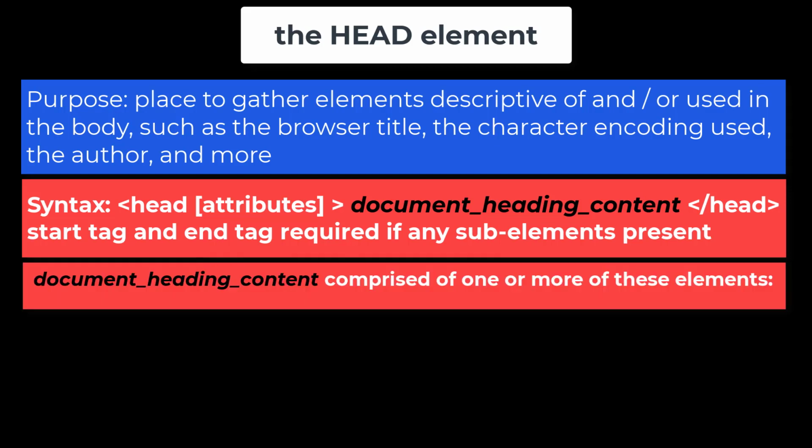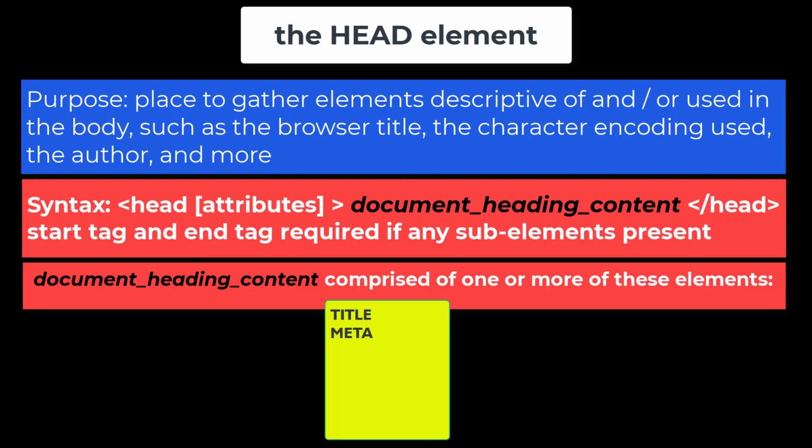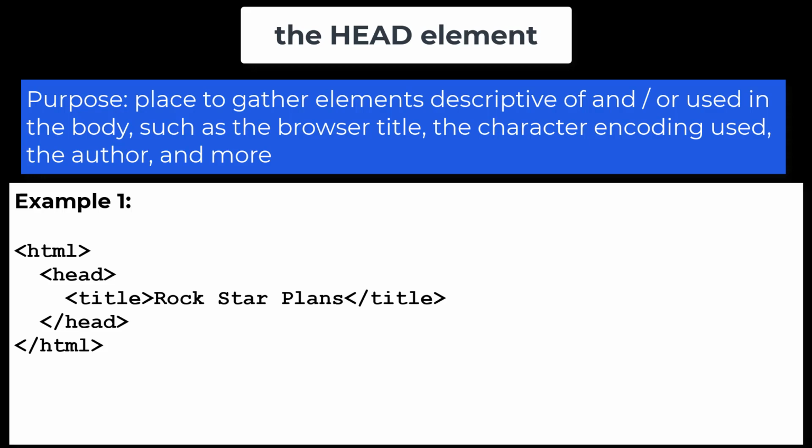The document heading content is comprised of one or more of these elements: title, meta, base, link, style, script, noscript. We discussed the first two in this session and the others in later sessions. In this example, we see a title element discussed next. Notice that title must be nested in a head element.